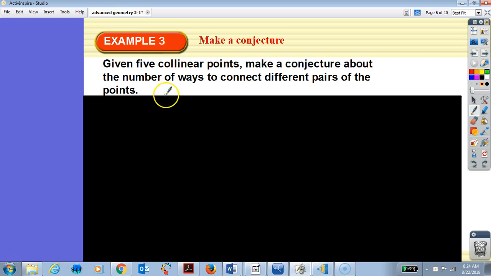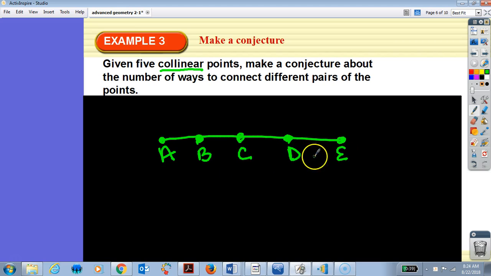All right, moving on. So, given 5 collinear points. Collinear, we learned that collinear means what? On the same line. Good job. So 5 points all on the same line: A, B, C, D, and E. Make a conjecture, an educated guess, right? That's like a guess, right? About the number of ways to connect different pairs of points. How many ways can you connect different pairs of points?